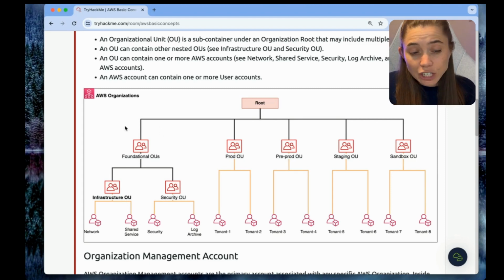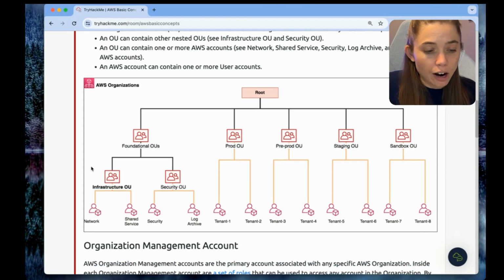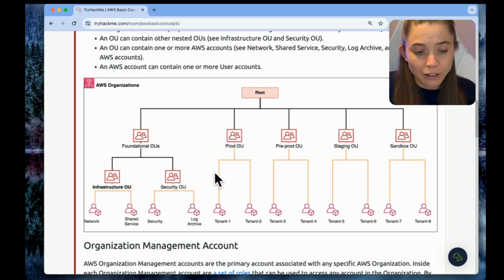So in the foundational organizational unit, there are functions that I think are thought of here as foundational functions of the enterprise or whatever. So the infrastructure organizational unit is a nested OU in the foundational OU that contains multiple accounts. And then the security organizational unit is another nested organizational unit that contains multiple accounts as well.